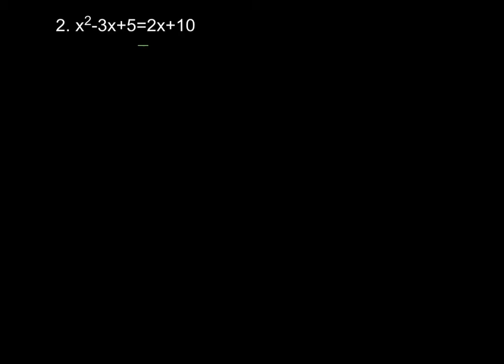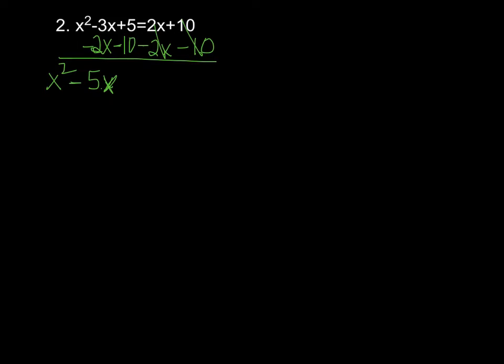So I'm going to start by moving this 2x over. So I'm going to negate that. And I am also going to subtract 10. Oopsie, I'm going to squeeze that in there. Okay, so over here, those will cancel out. And on the left side, I'm going to get x squared minus 5x.